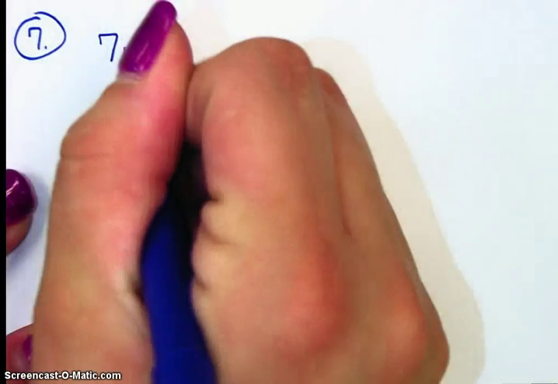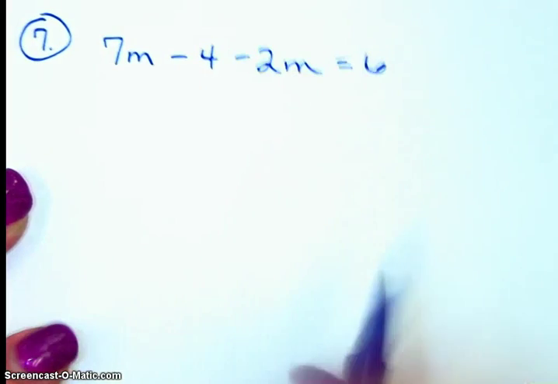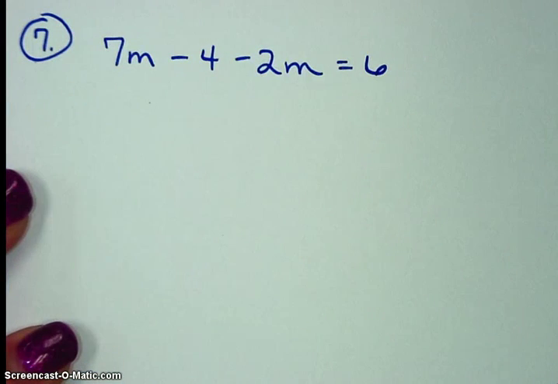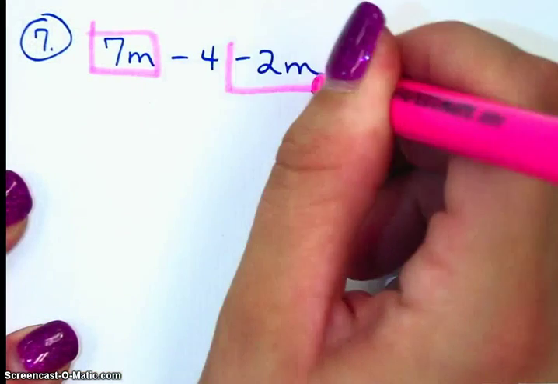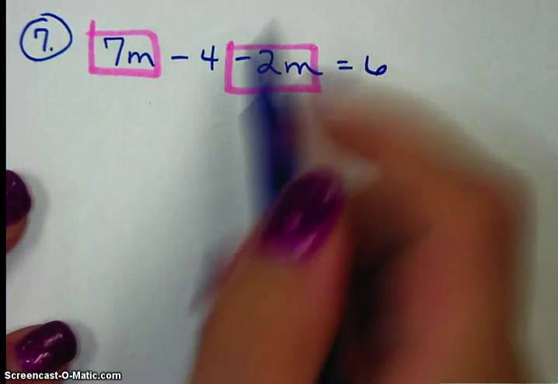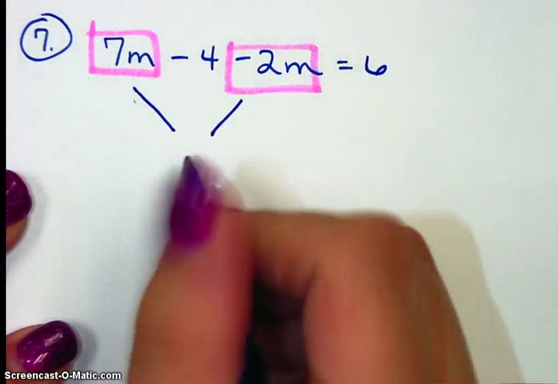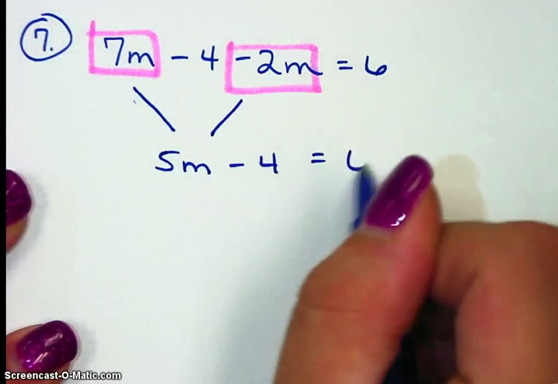Oops. Set that up a little bit. 7m minus 4 minus 2m equals 6. Alright, I have some like terms. I have a 7m and I have a negative 2m. So 7 minus 2, or 7 plus negative 2, either way, is 5m. And then bring down the negative 4. You can't forget about him.